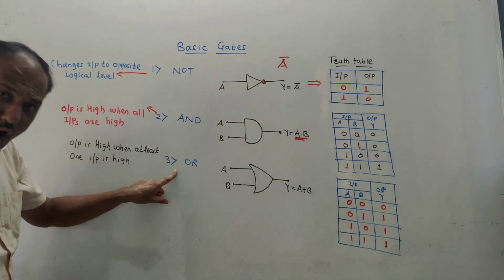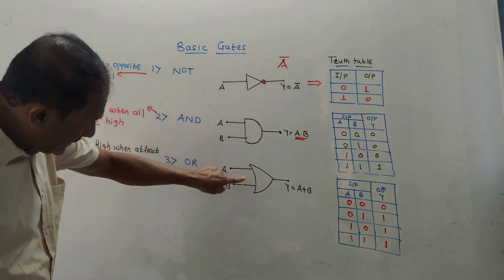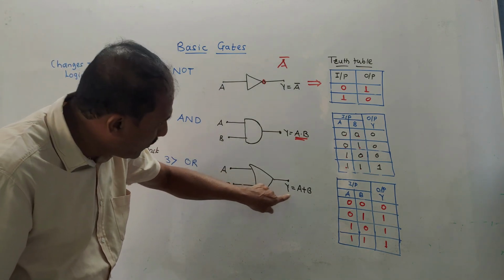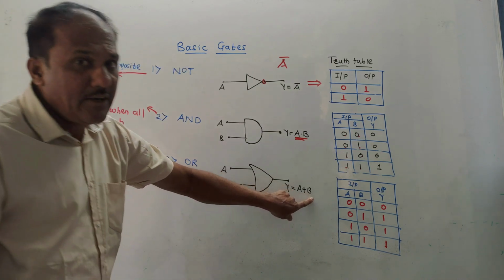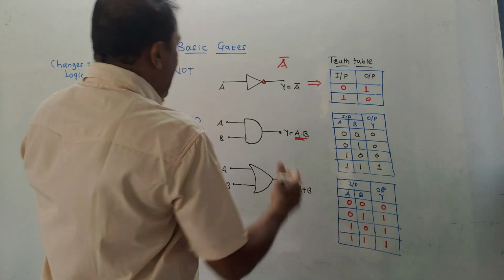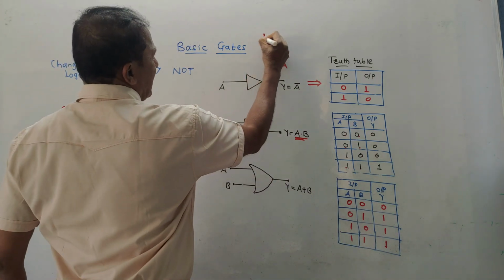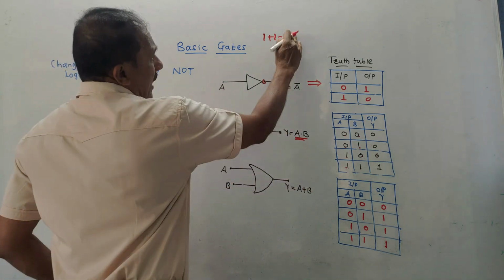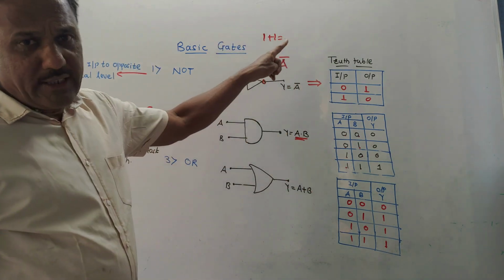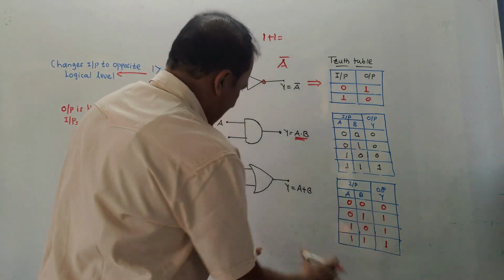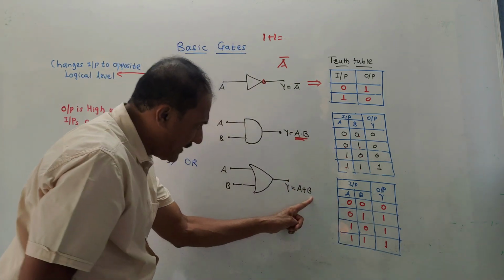Third is known as OR gate. This is the symbol of OR gate. Equation is Y stands for output is A plus B. Now do remember, this is not mathematical addition. In mathematical addition, we perform the addition like this: 1 plus 1 is equals to 2. In binary systems, actually addition is 1 plus 1 is 0 and carry 1. But just to make the thing simple, this equation is A plus B.